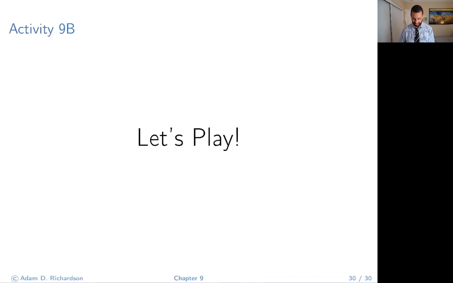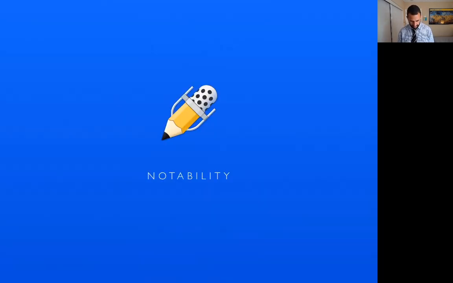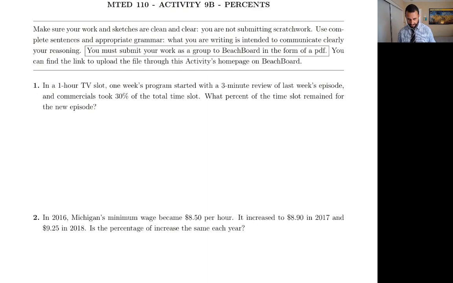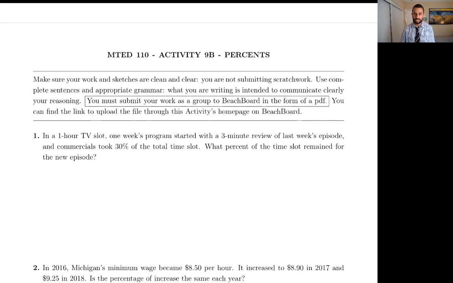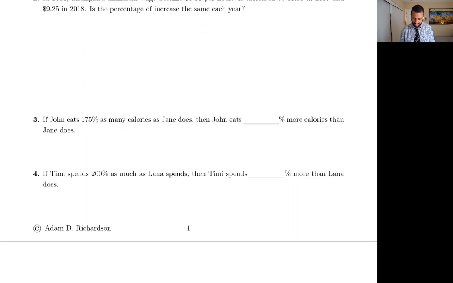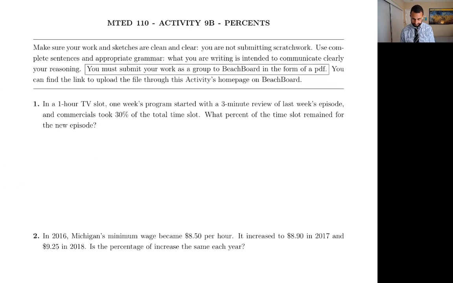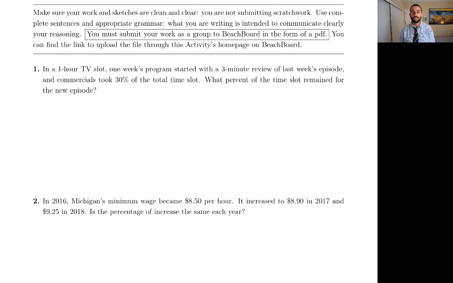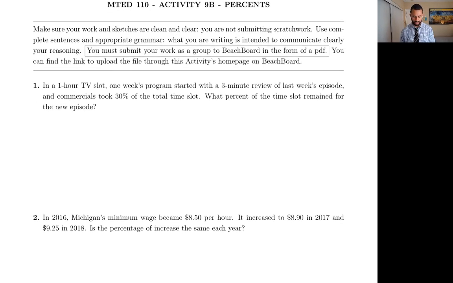All right, so that's it for chapter 9. Let's take a look at activity 9B. All right, where are we? Let me pull this up here. Here we go. So 9B is mostly about percents. Yeah, so just kind of finding some percentages here. This one's pretty short. That's really all it is. So just computing some percentages. I think it won't be too bad for you.